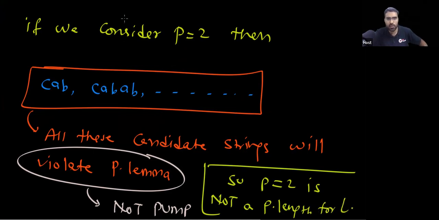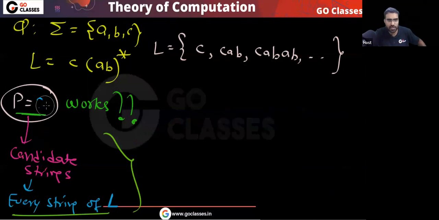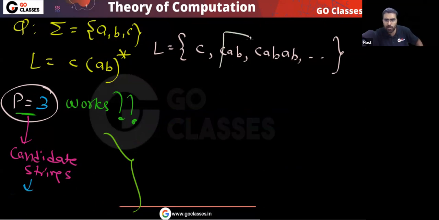Very simple. Now, finally, p equal to 3. Let's check, does it work? If you take p equal to 3, what are your candidate strings? You tell me that. First of all, find out the candidate strings: these are the strings whose length is greater than or equal to 3 and which are in the language.